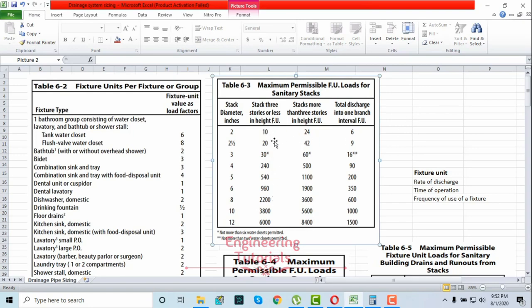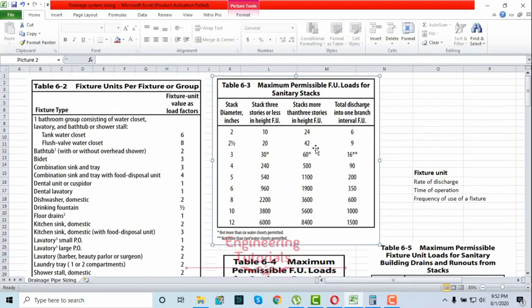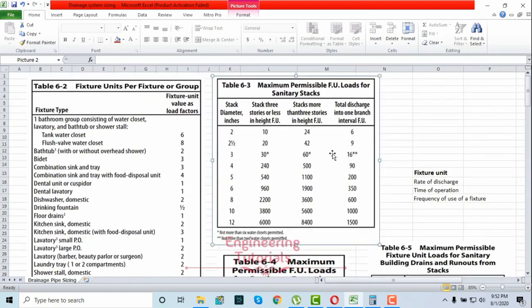This first column is for a 3-story building or less than 3-story building, then we have to use this column. If you have more than a 3-story building, then you have to use this third column. Since we have a 9-story building, we are going to use this third column. Since we have 370 fixture units connected to this vertical stack J, these are the fixture unit values. 370 fixture units is between 60 and 500. So obviously we'll go for the higher value, 500.